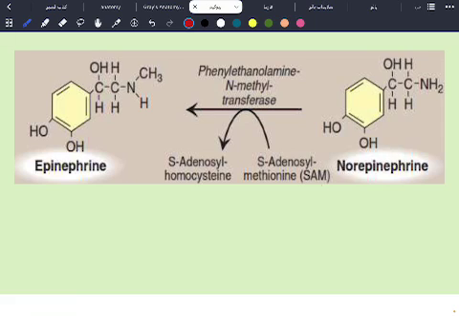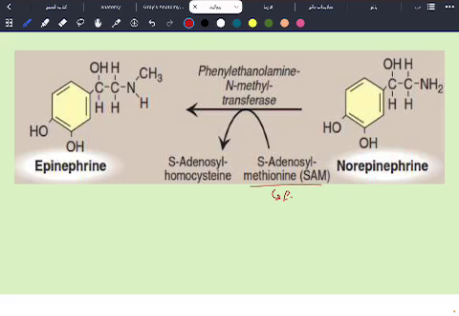So I will show it in the next slide. So yeah, it's here. We have S-adenosylmethionine as a famous molecule that is involved as a coenzyme as well.